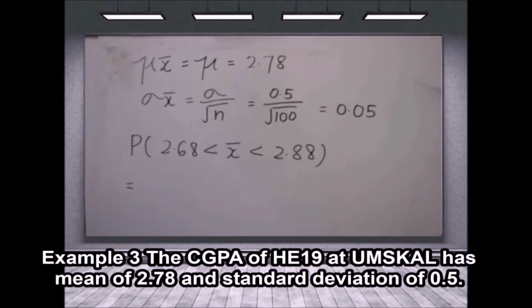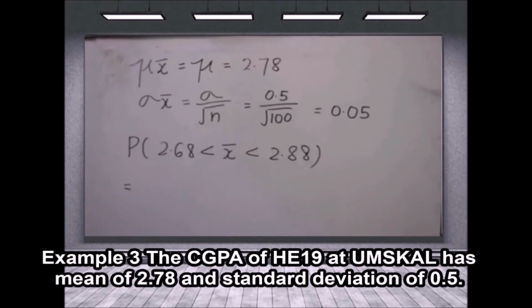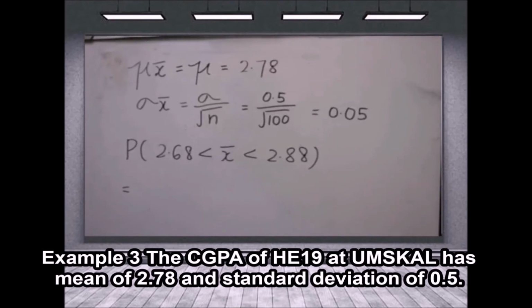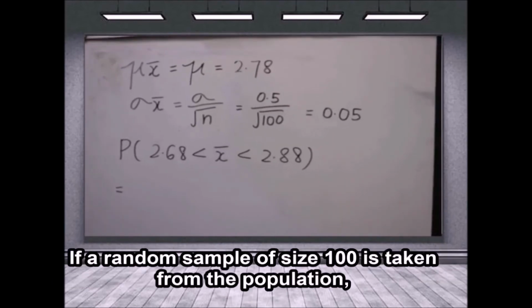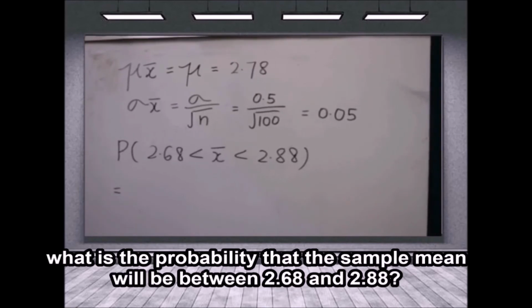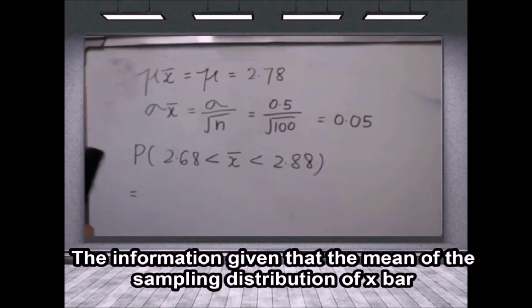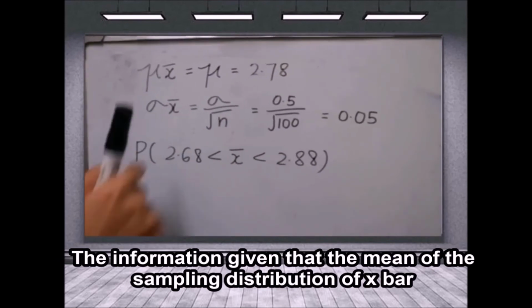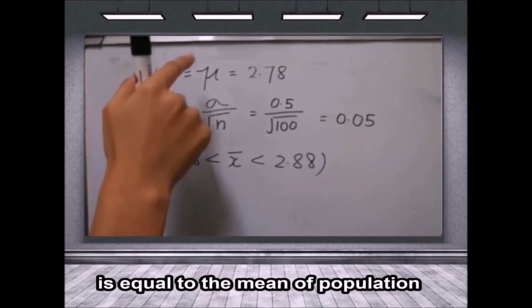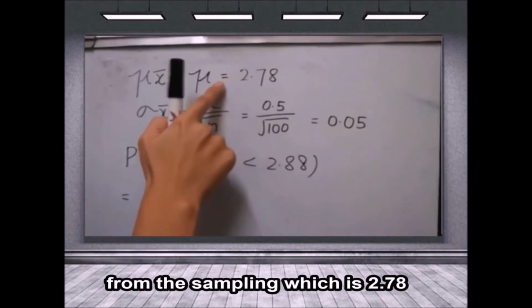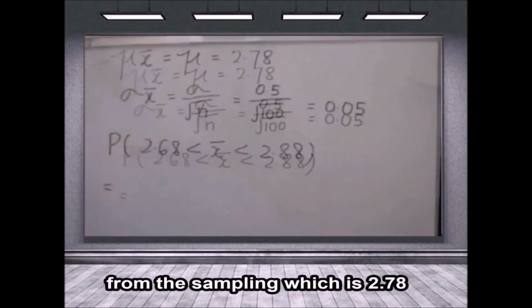Example 3. The CGPA of students at UMS has a mean of 2.78 and a standard deviation of 0.5. If a random sample of size 100 is taken from the population, what is the probability that the sample mean will be between 2.68 and 2.88? The information given is that the mean of the sampling distribution of X bar is equal to the mean of the population, which is 2.78.